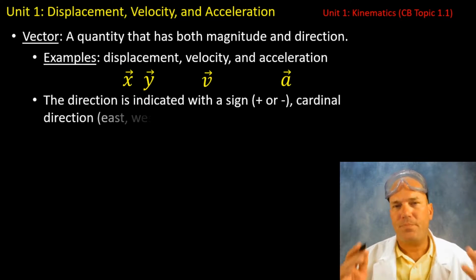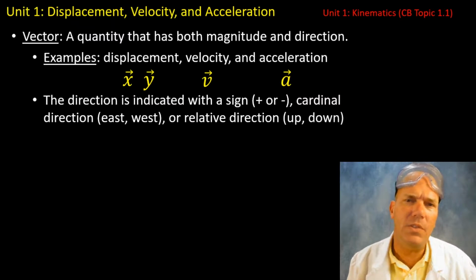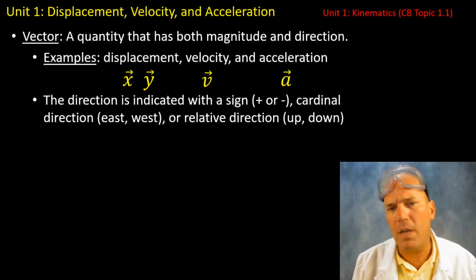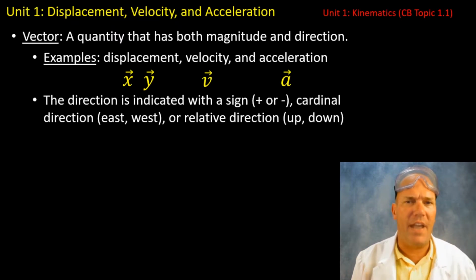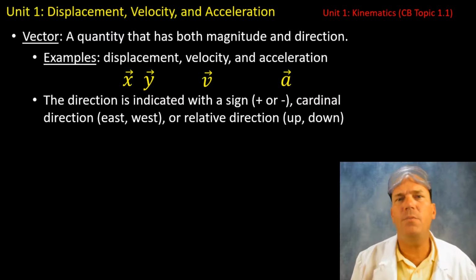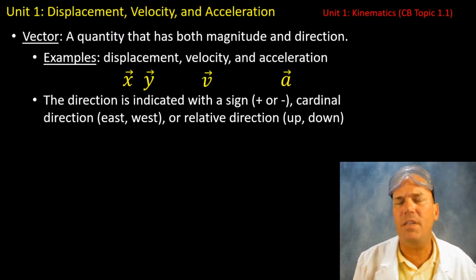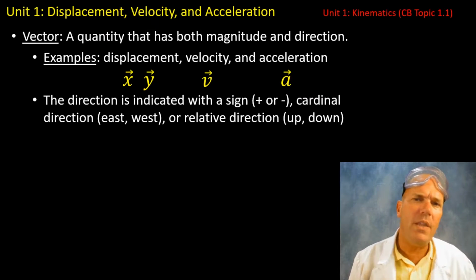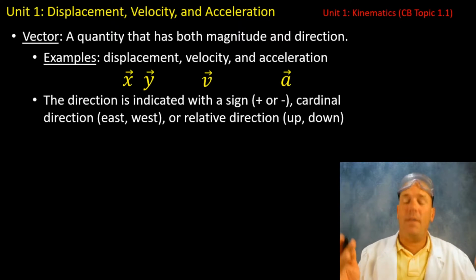Also recall that there are several ways to describe the direction of a vector quantity. We can use signage, such as a plus or minus. We can use our cardinal directions, east, west, or we can use relative directions, such as up and down.